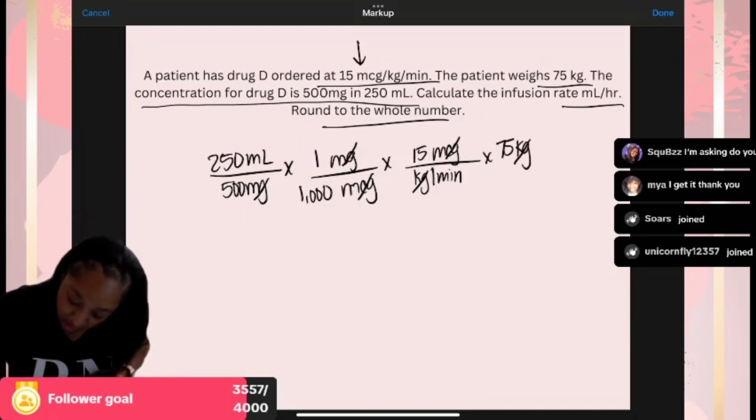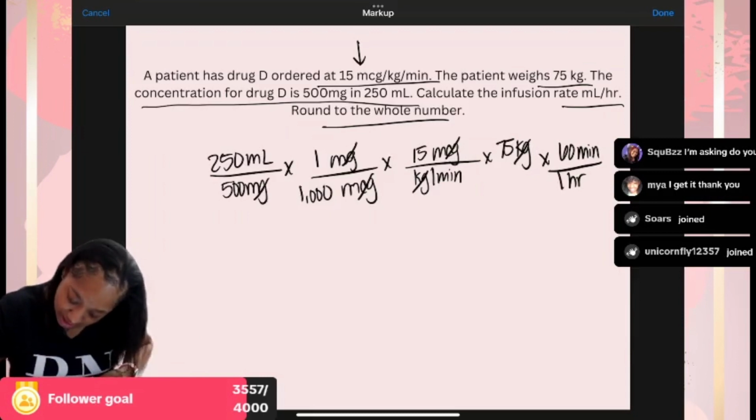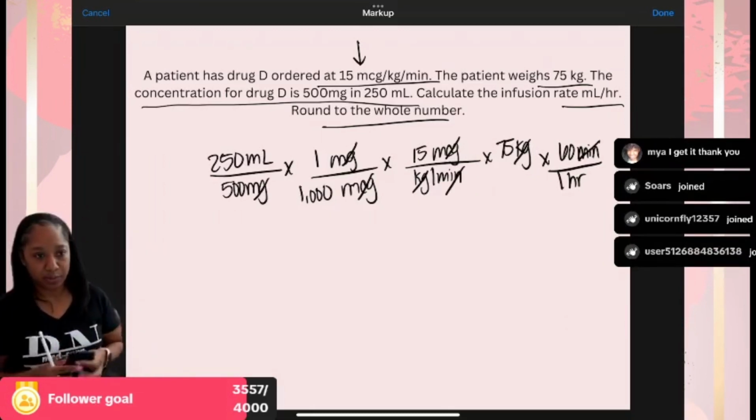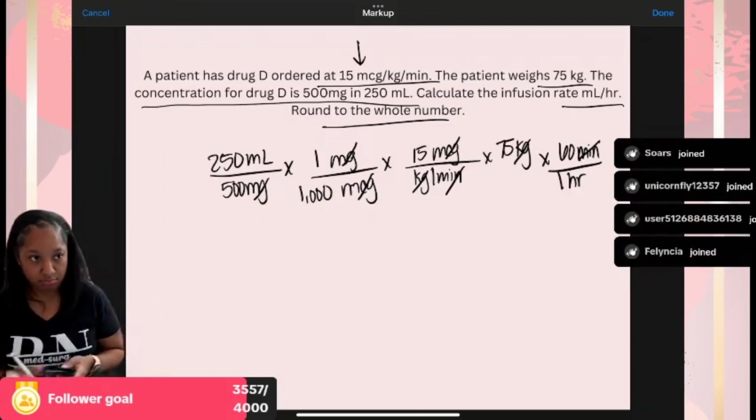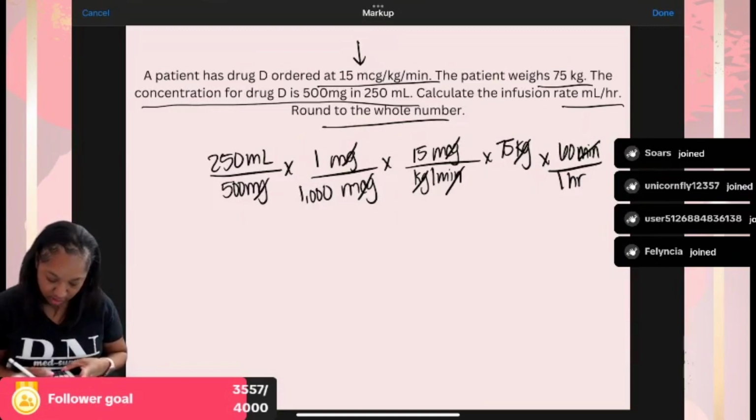So that's still going to cross out. And then we'll do 60 minutes over 1 hour. So 60 minutes, so we'll have hours at the bottom. Alrighty, so 250 times 15 times 75 times 60.